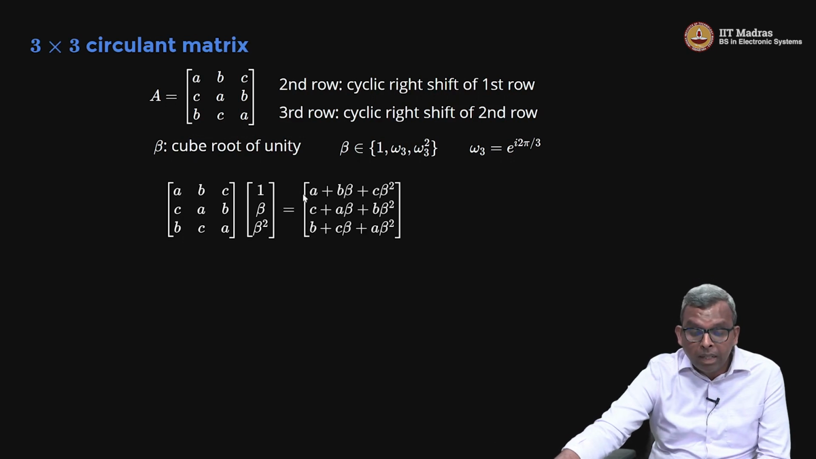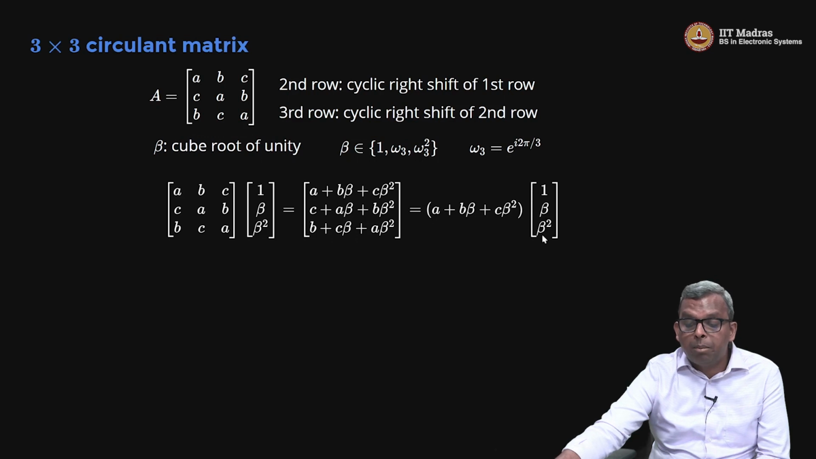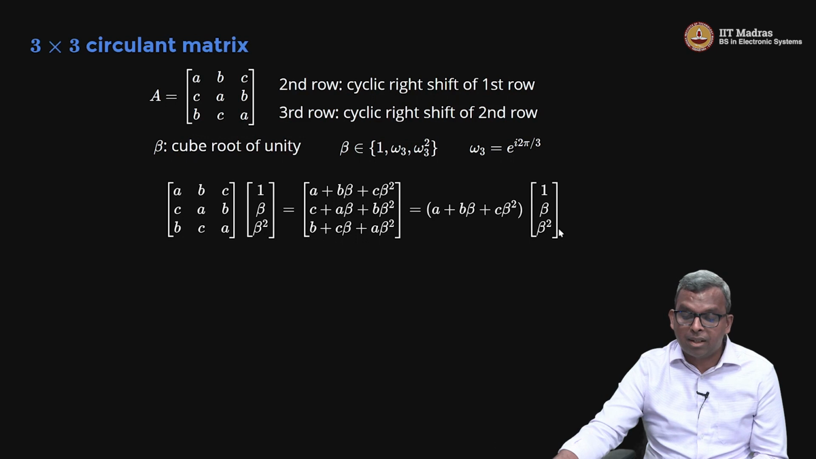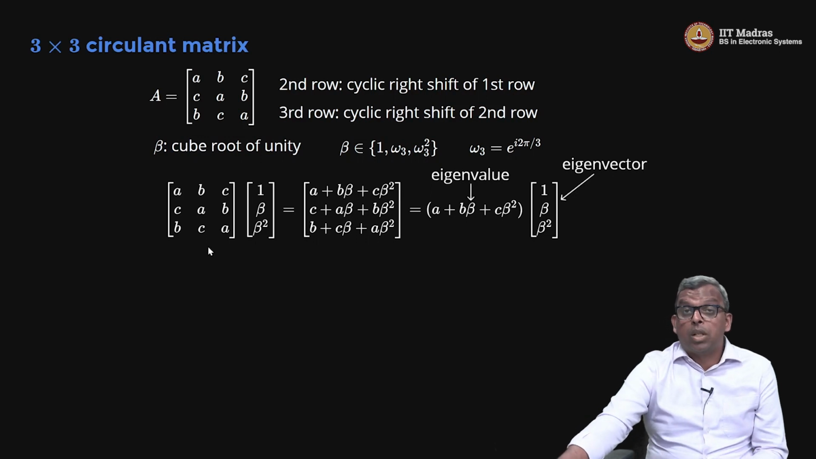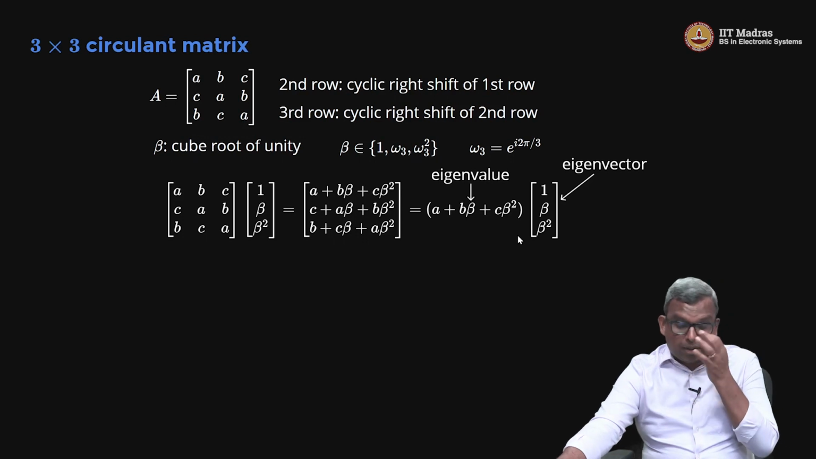If I do that, I seemingly get this complicated looking quadratic thing: A plus B beta plus C beta squared, C plus A beta plus B beta squared, etc. But I know already the second one was a cyclic right shift and I'm transforming again, so this should be just beta times the first one. The last one should just be beta squared times the first one. If I pull out A plus B beta plus C beta squared, I simply get 1, beta, beta squared. Notice how wonderfully this beta transform has worked out. I've got an eigenvalue and an eigenvector for an arbitrary circulant matrix. Whatever my circulant matrix may be, this 1, beta, beta squared, where beta is a cube root of unity, ends up being an eigenvector. This is the crux of the idea here.